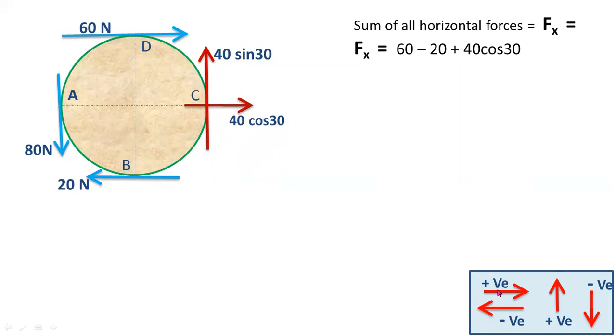Okay, for right side direction positive sign, for left side direction negative sign. So 60 Newtons right side, so plus 60, and this one is left side direction, so minus 20. This one is right side direction, so plus 40 cos 30. So 60 minus 20 plus 40 cos 30. So this is the answer for horizontal force. Sum of all horizontal forces equal to plus 74.64 Newtons.